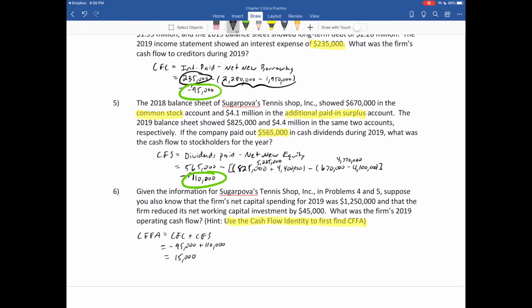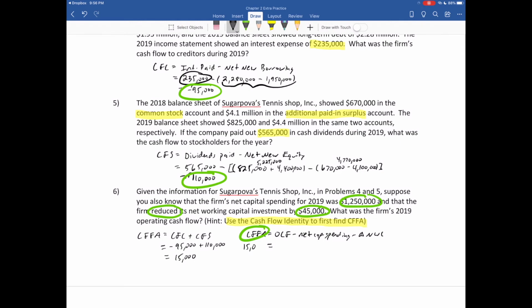Now, we also know that cash flow from assets is equal to operating cash flow minus net capital spending minus change in net working capital. So they've given these values here in the problem. They gave us net capital spending, and then they reduced their net working capital investment by $45,000. So it's actually a negative value there for change in net working capital, which is ending net working capital minus beginning. So if they reduced it, the net working capital in the end is actually smaller than the beginning, showcasing that it's a negative value. So operating cash flow is what we are solving for.